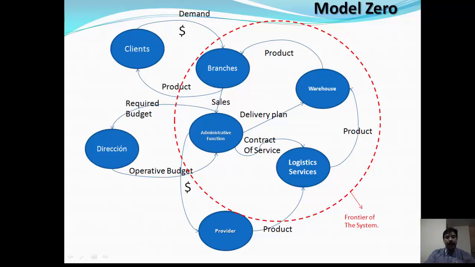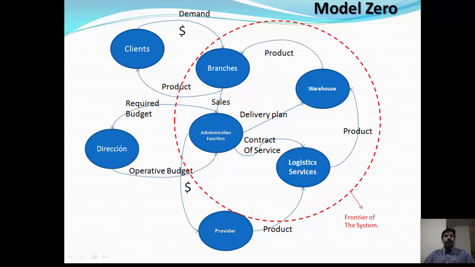But we can also have a relationship between our administrative function and the direction of our system, or the CEO. The administrative function gives the required budget, the money that we need to operate our system. And the direction, the CEO, gives the operative budget, the money in our account to make our system work. The administrative function gives the contract of service to the logistics service. This contract of service is between us and our provider. Our provider has a relationship with the logistics and gives them the product.